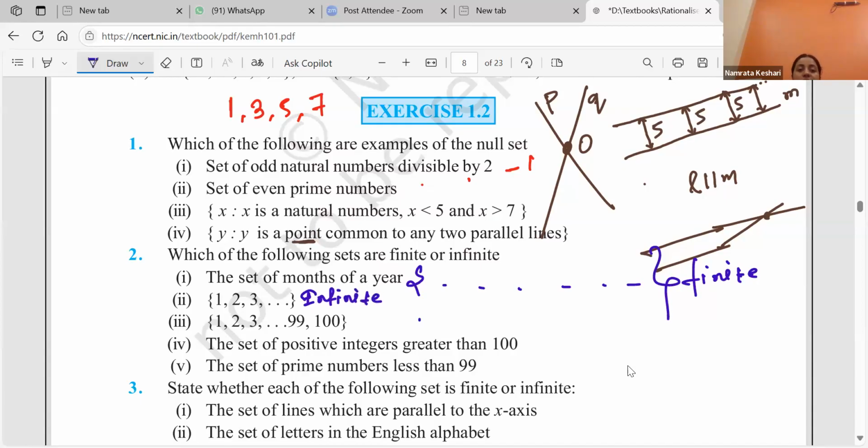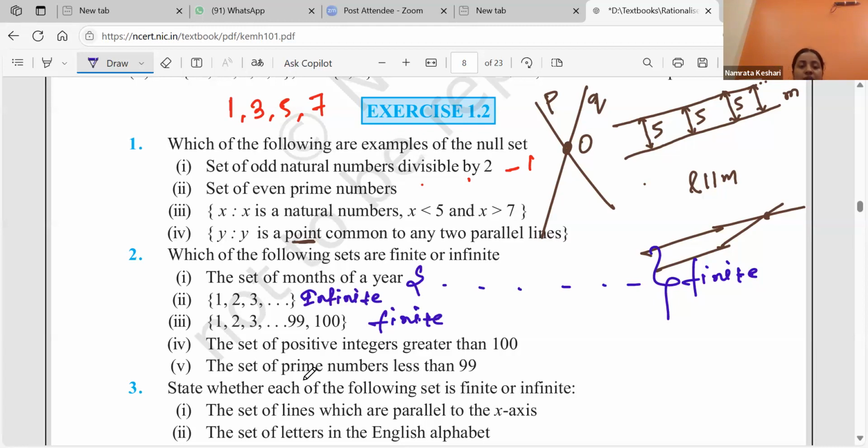Next one, 1, 2, 3, dot dot dot, 9900. Even though the list is really big, it is still finite. Even if you are having 1000 elements, 1 crore elements, 10 crore elements, or more than that, it is still finite. You are still able to count them. Infinite means you cannot count them.